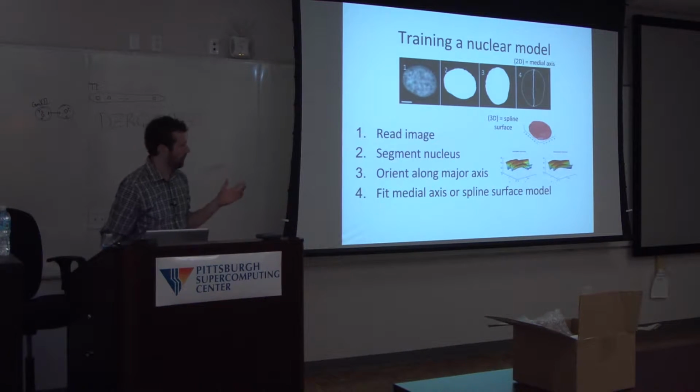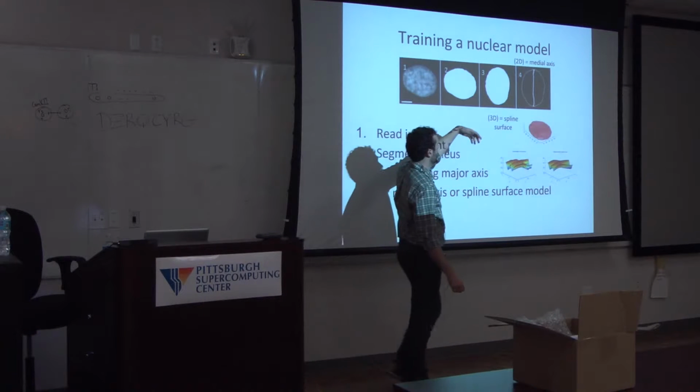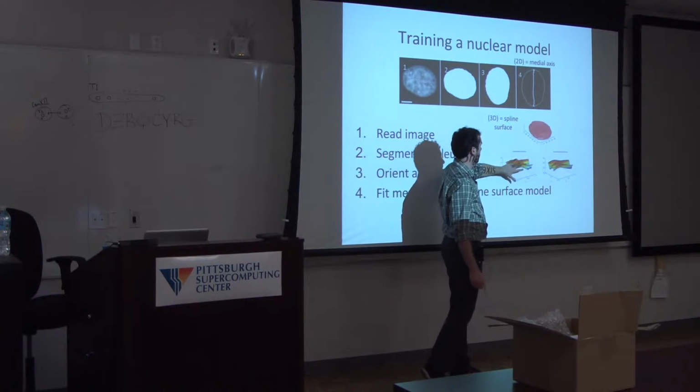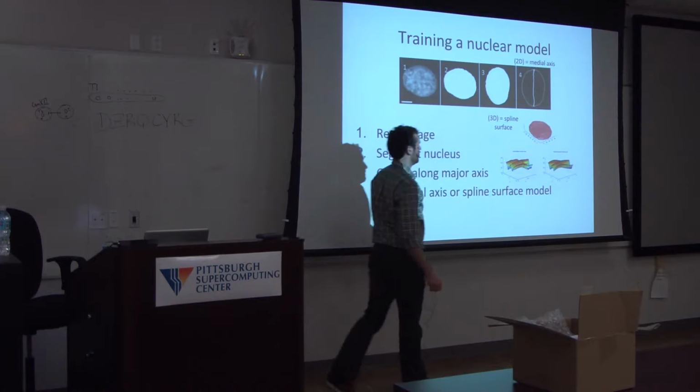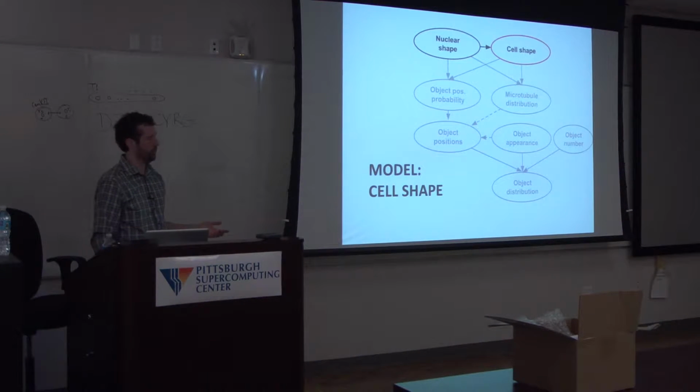Okay, so Bob already talked about this. This is how we build a nuclear model. We take our nucleus, we segment it, we orient it, and we find the axis, and then we unwrap it and build this spline model, right? That gives us our nuclear shape.